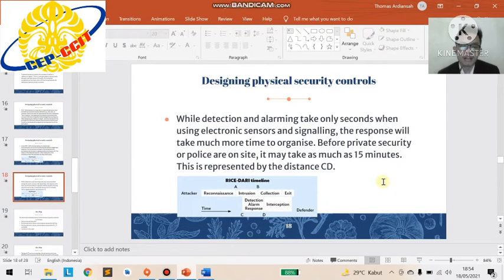And then, while detecting and alarming take only seconds when using electronic sensor and signaling, the response will take much more time to organize before private security or police are on site. It may take as much as 15 minutes. This is represented by the distance of CD.